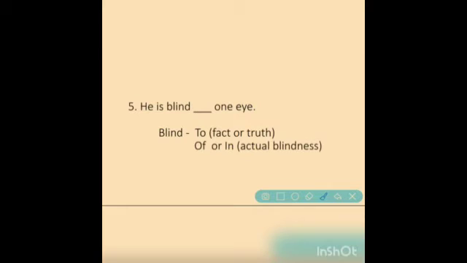Blind is followed by either to or of or in. Whenever somebody is blind for a fact, that means blind towards something, we use to. But when somebody is actually blind, he cannot see, then we use of or in. So here, that person is blind of one eye, or the person is blind in one eye, because he is actually blind in one eye.